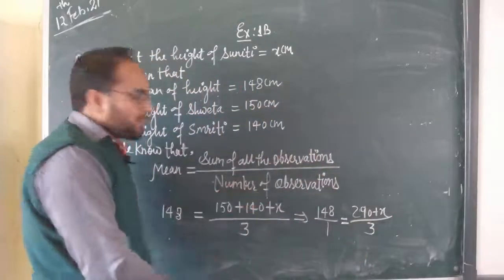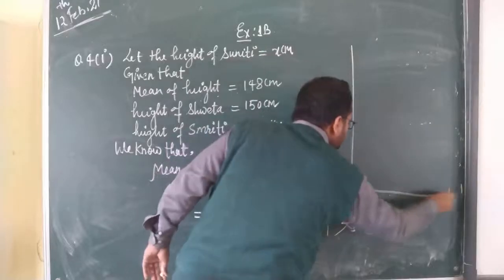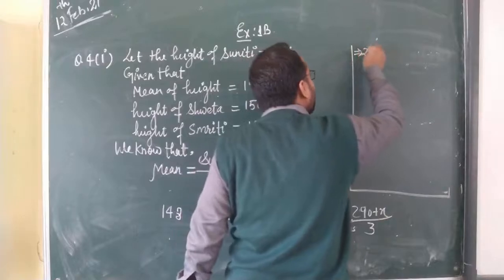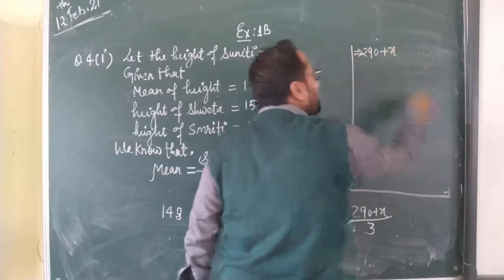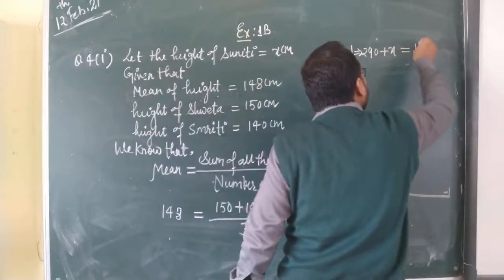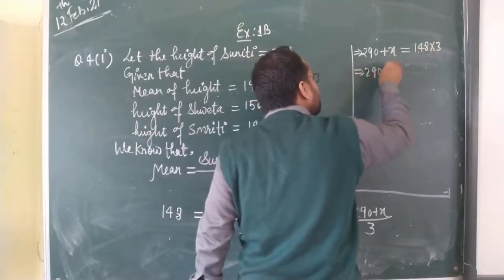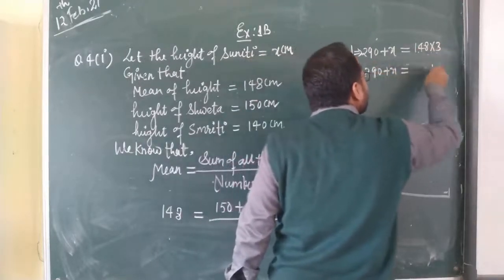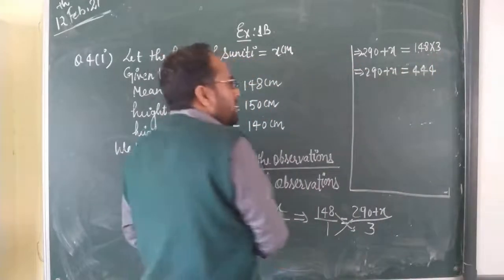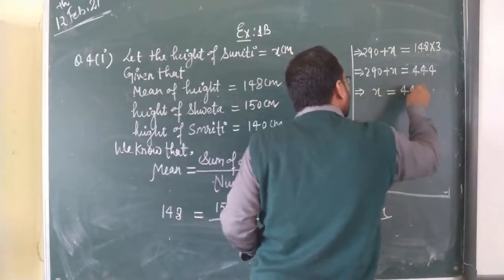Now you will cross multiply. Your aim is to always keep the variable on the left side. If 1 is multiplied in both, you get the same digit. 290 plus x is equal to 148 multiplied by 3, students. If you multiply this, you get 444. Now transfer the 290 to the right side, and you get 444 minus 290.